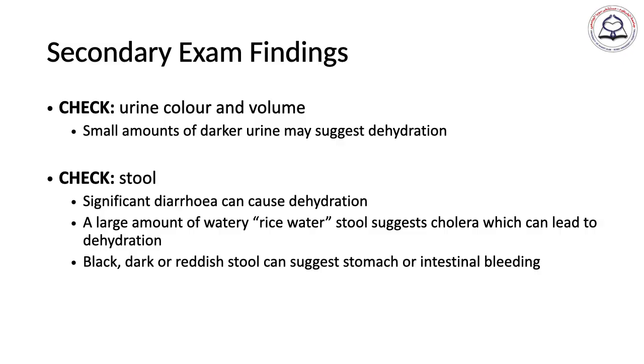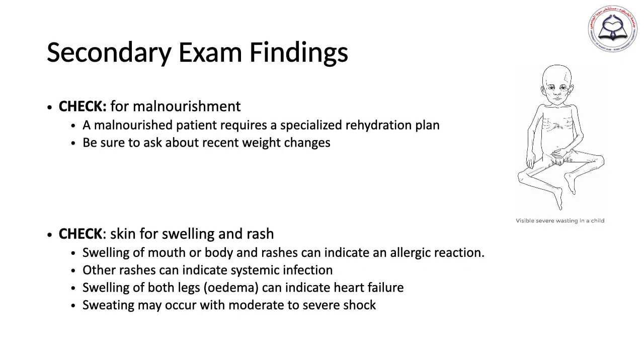Check urine color and volume. A small amount of dark urine suggests dehydration. Check stool. Diarrhea can lead to dehydration and sometimes can go to shock. A large amount of watery rice water stool suggests cholera, which can also lead to dehydration and shock. Those with black, dark, or reddish stool can indicate stomach or intestinal bleeding. Check for malnutrition. A malnourished patient requires a specialized rehydration plan. Be sure to ask about any recent weight changes.